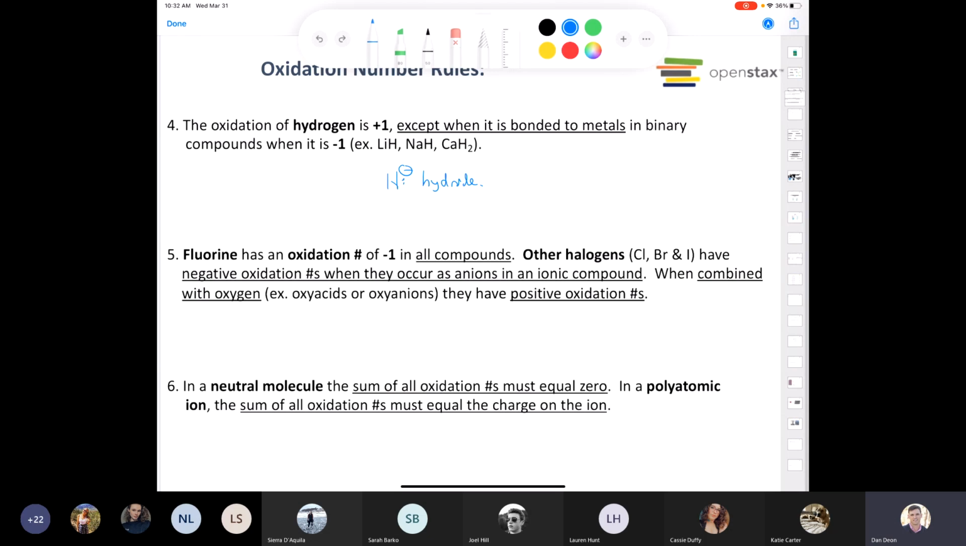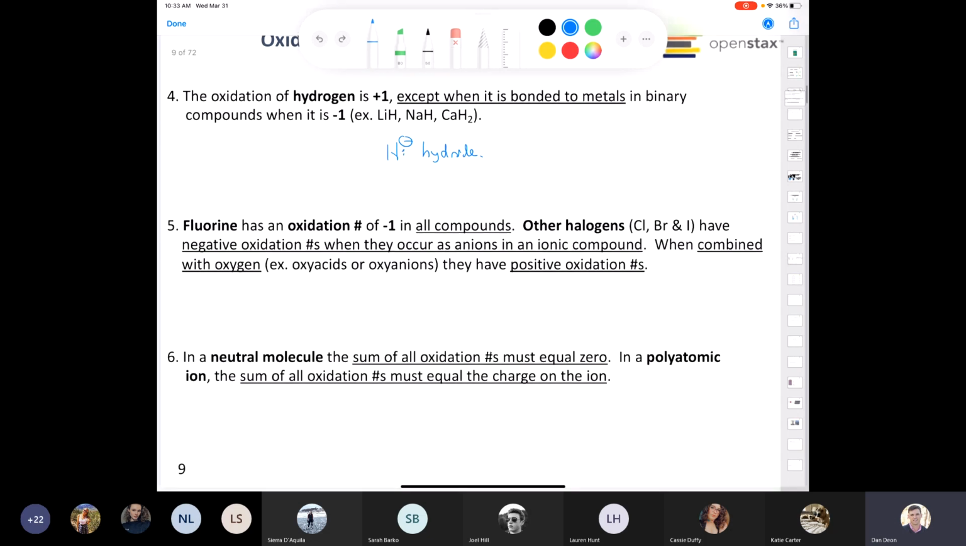Fluorine is always -1. There are 0 exceptions to that. There aren't a whole lot of rules in chemistry that don't have exceptions, or at least it feels that way sometimes. But here's one you can hitch your wagon to. Fluorine is always -1. The other halogens are almost always going to be -1, unless they're combined with oxygen in oxyacids, then they can have positive oxidation numbers. And we'll look at examples of that. In fact, I have one in the next slide, I think.